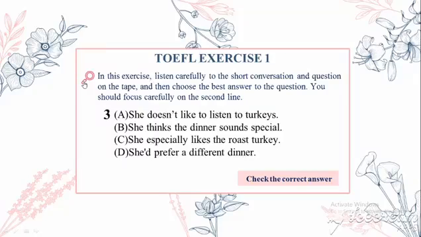TOEFL Exercise 1. In this exercise, listen carefully to the short conversation and question on the tape, and then choose the best answer to the question. You should focus carefully on the second line. Number 3. The dinner special is roast turkey with mashed potatoes and gravy and apple pie for dessert. That doesn't sound good to me. What does the woman mean?